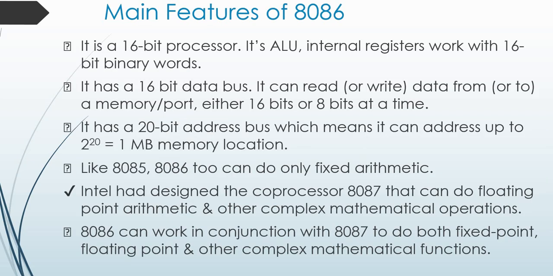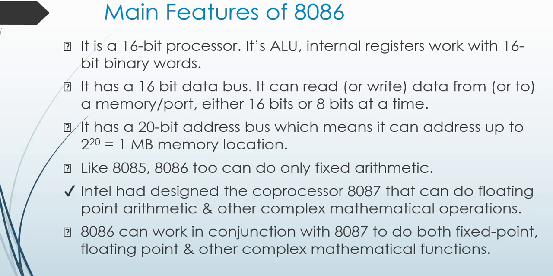It is a 16-bit microprocessor. Its ALU and internal registers work with 16-bit binary words, and it has a 16-bit data bus and a 20-bit address line. From the address lines, we can find out how much memory is required, like 2 power n, where n indicates the number of address lines. So 2 power 20 gives the 1 MB memory location.